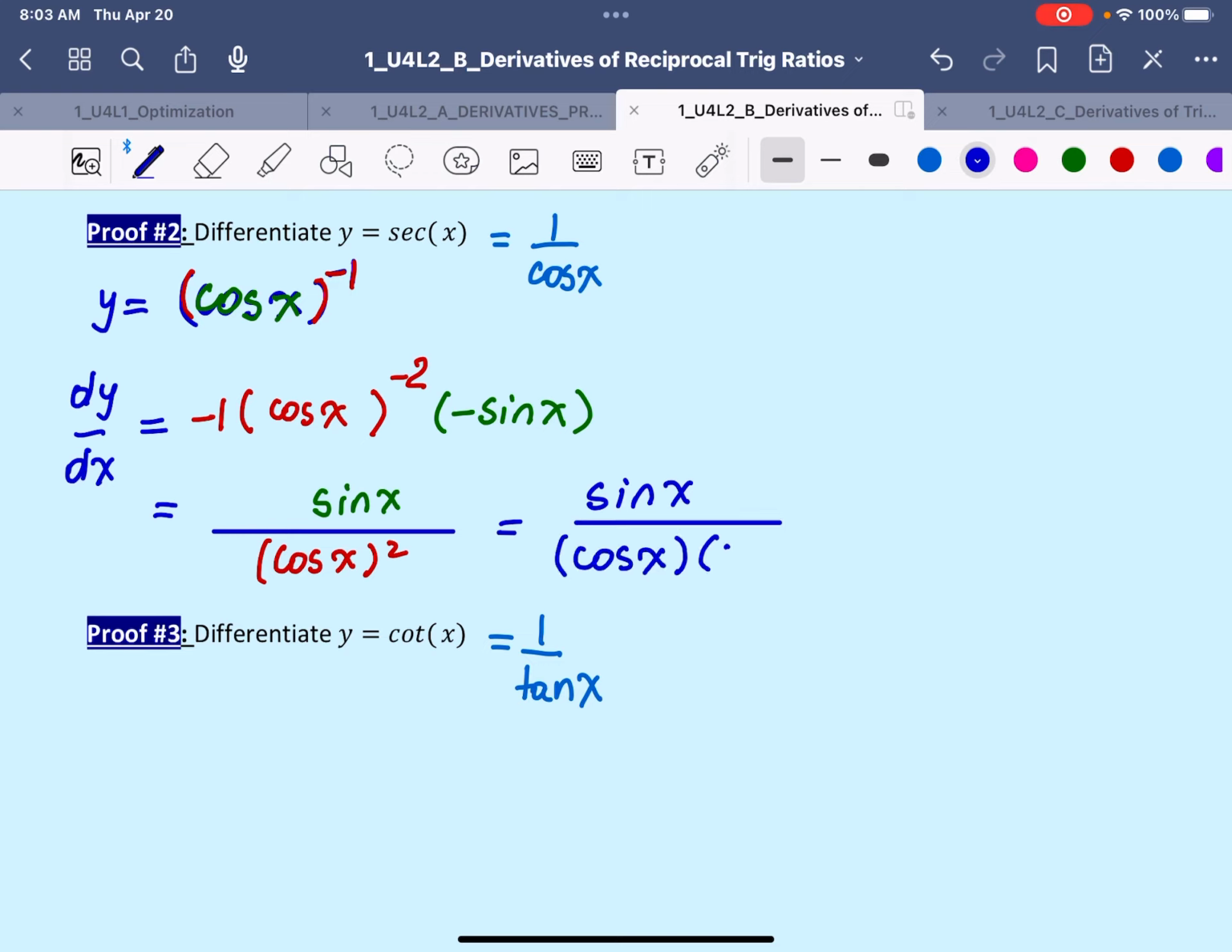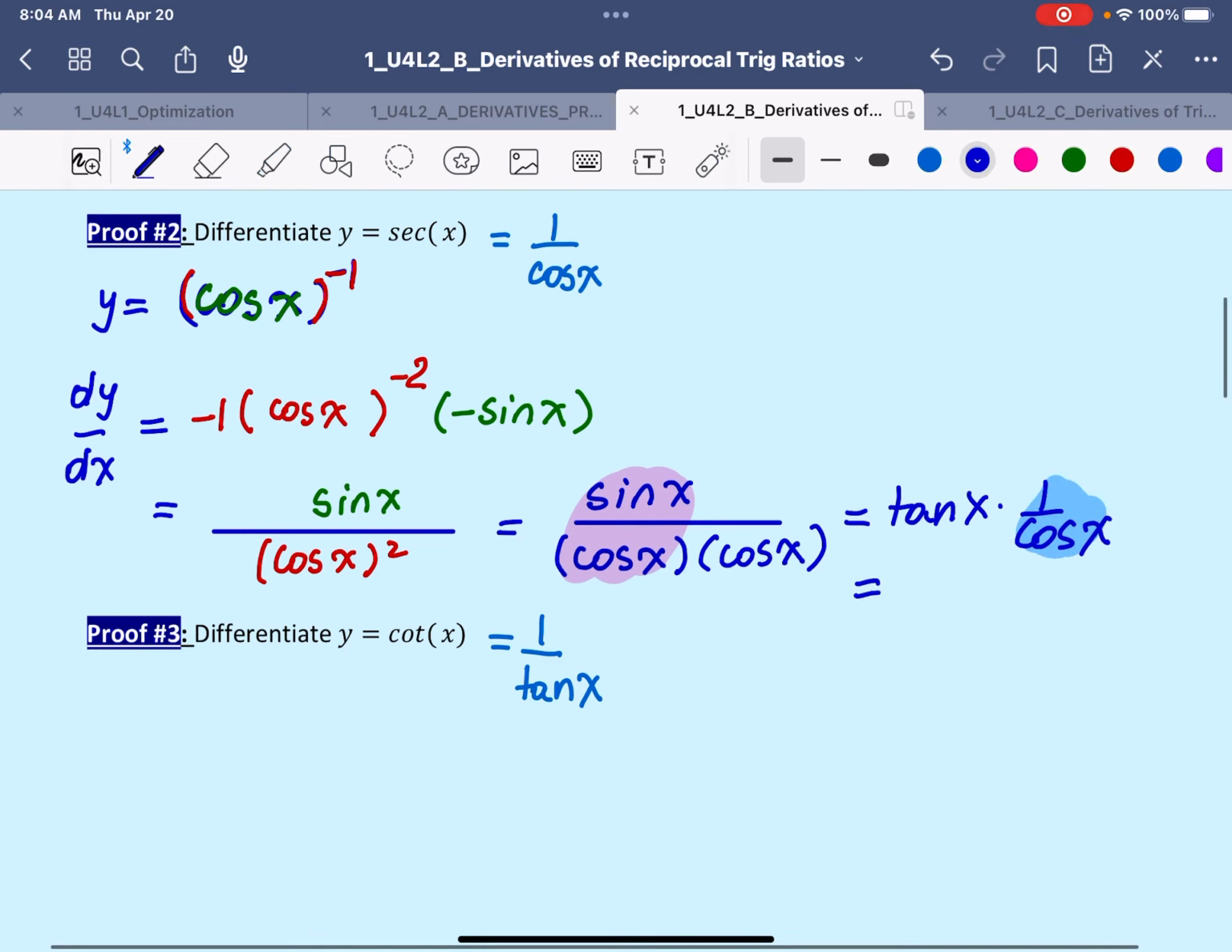times cosine x. Similar to what we did in the previous proof, we'll combine sine and cosine. This time they will make a tan x times 1 over cosine x. Now 1 over cosine x would be the reciprocal of cos, secant. So that would be tan x secant x.